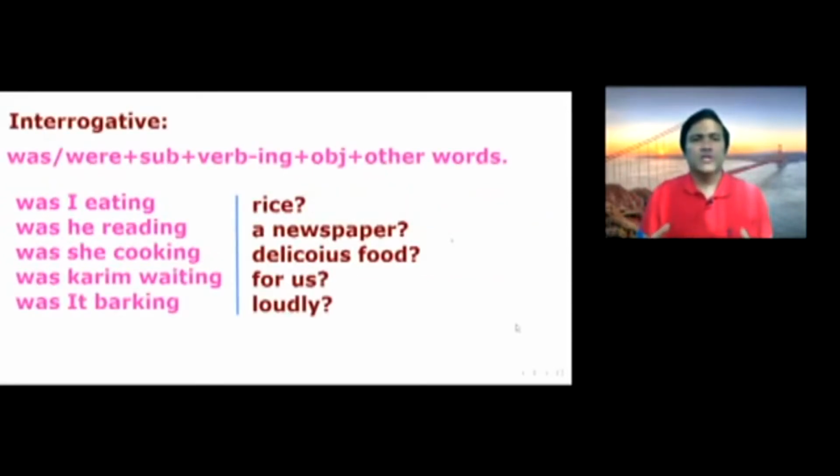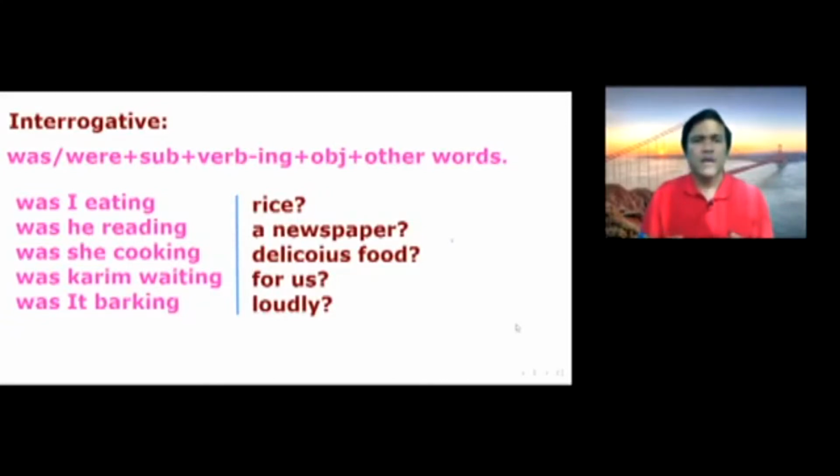We can make interrogative sentences like, was I eating rice? Was he reading a newspaper? Was she cooking delicious food? Was Karim waiting for us? Was it barking loudly?